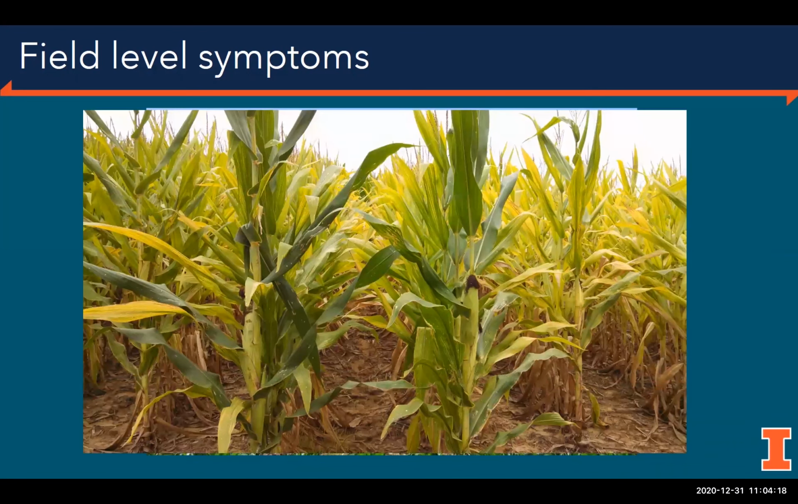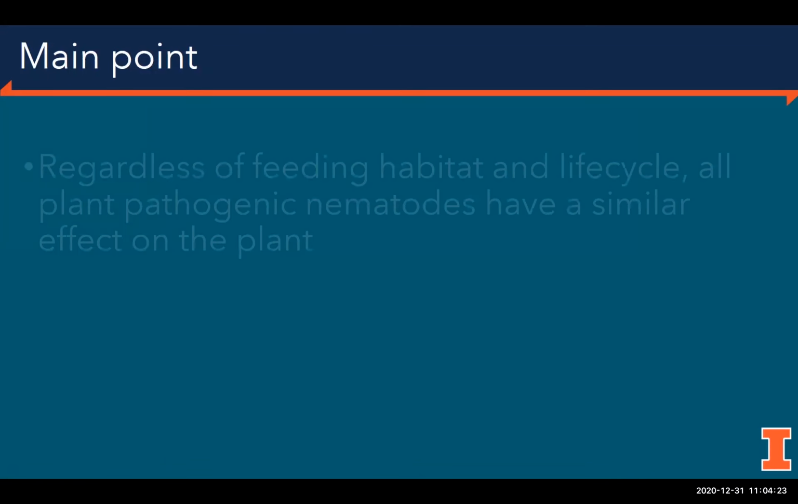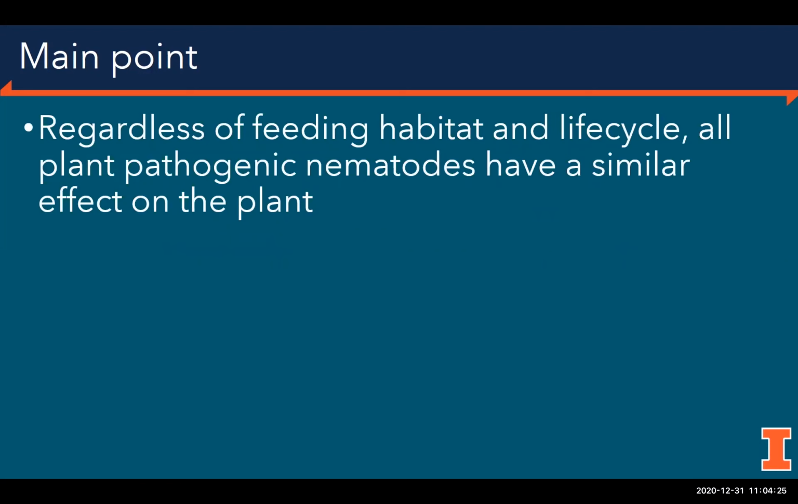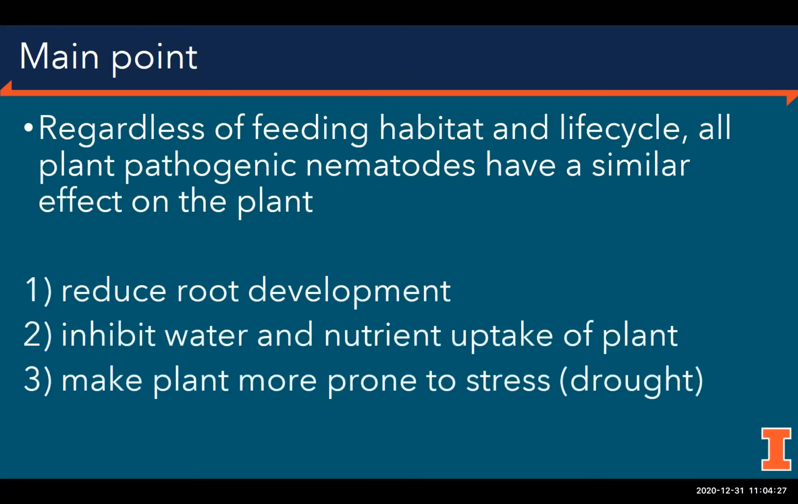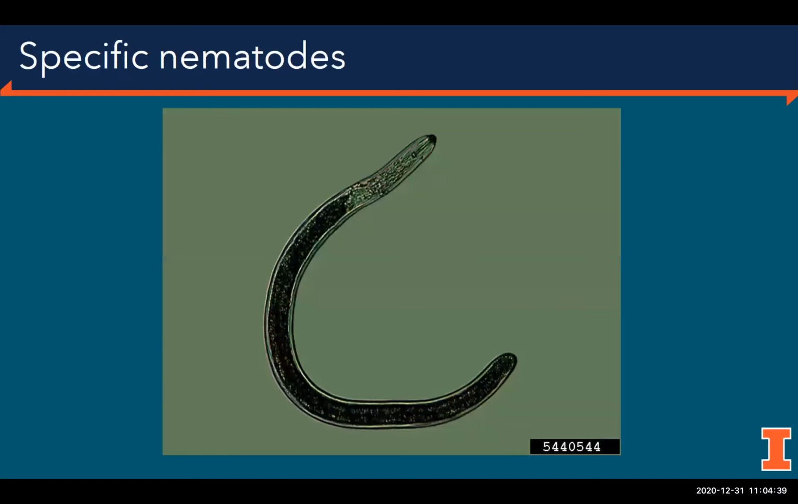This is that kind of chlorosis or nutrient deficiency type symptom you might see. But the main point is all plant pathogenic nematodes can have similar effects on the plant, right? And a lot of times they are going to show up as nutrient deficiency and potentially can look like other problems. And so that's why it's important that we keep nematodes in mind. And then I'll talk about later, we sample and we have a plan for nematode management if we need to manage them.